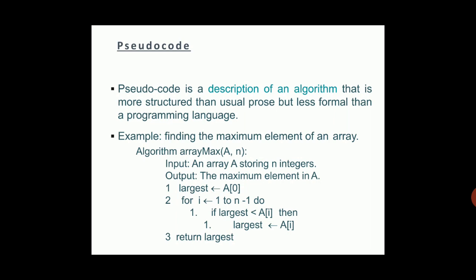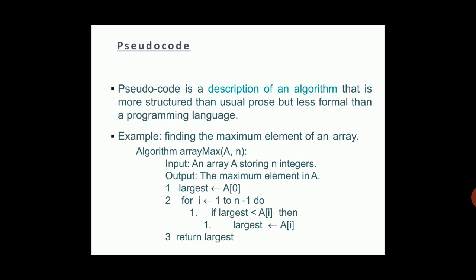For example, finding a maximum element of an array, and writing an algorithm that is represented as pseudocode. We will find the maximum number. We take an array called a, and n is the number of elements in the array. The input is a, storing n integers, and the output is to find the maximum element from the given array.